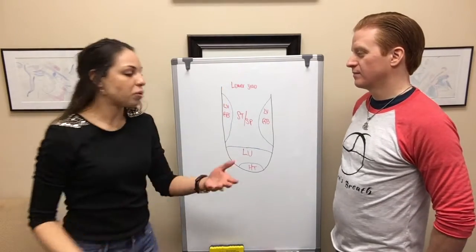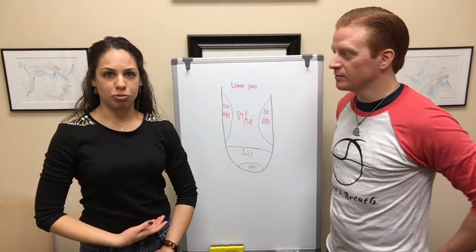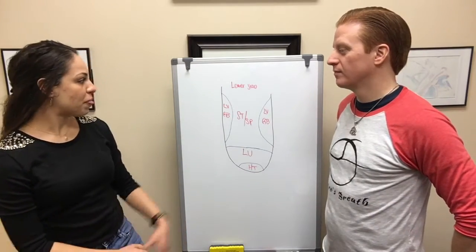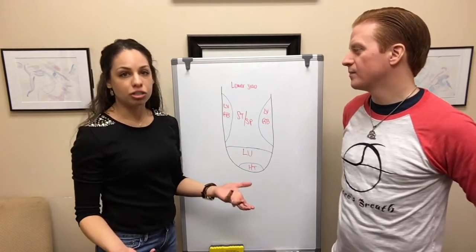The lower jiao is this lower section of your body, from the belly button down to the pubic bone. So that's the lower jiao. And then different things that we see in these different areas will tell us what's going on.